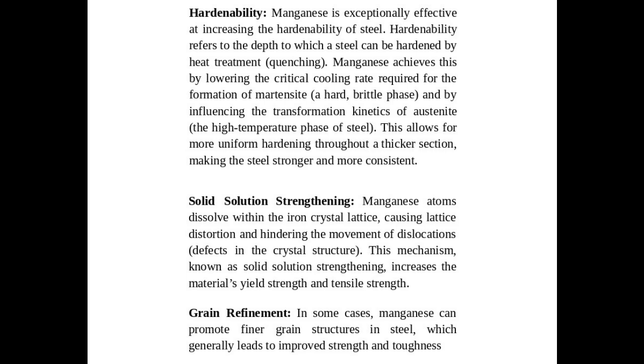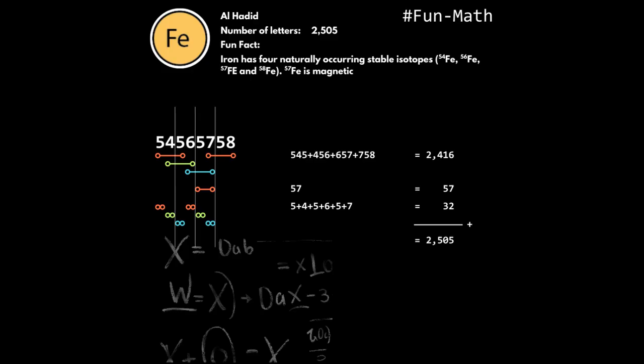Solid solution strengthening. Manganese atoms dissolve within the iron crystal lattice, causing lattice distortion and hindering the movement of dislocations, defects in the crystal structure. This mechanism, known as solid solution strengthening, increases the material's yield strength and tensile strength. Grain refinement. In some cases, manganese can promote finer grain structures in steel, which generally leads to improved strength and toughness.